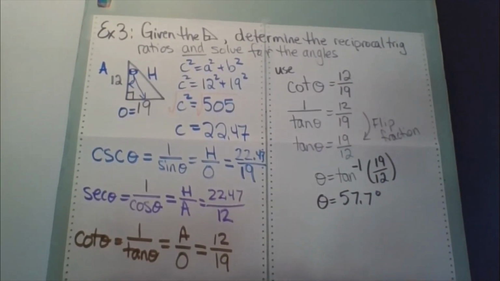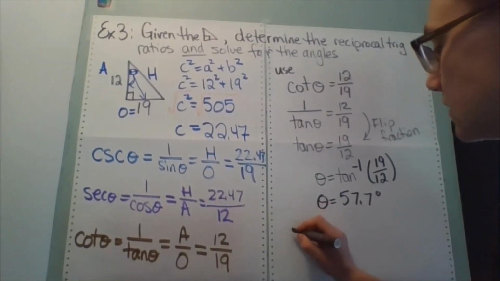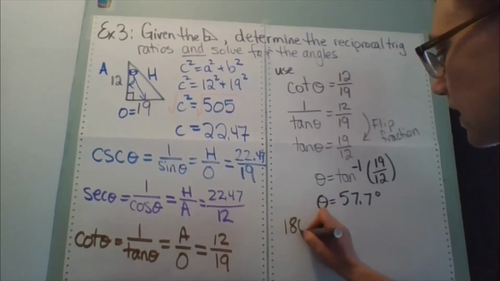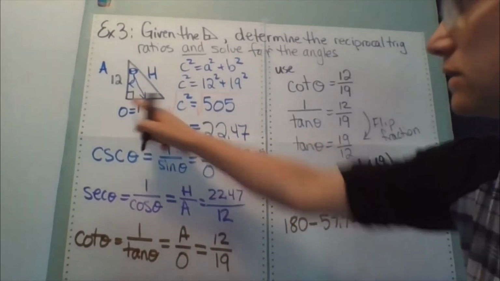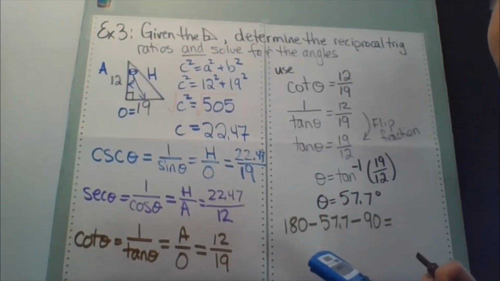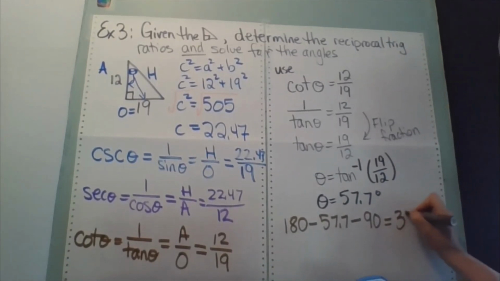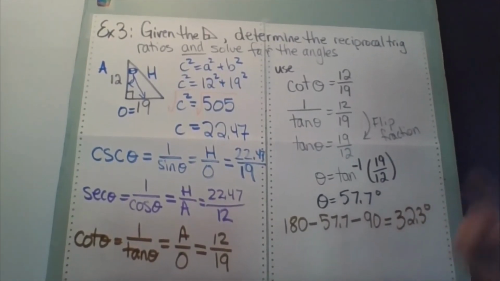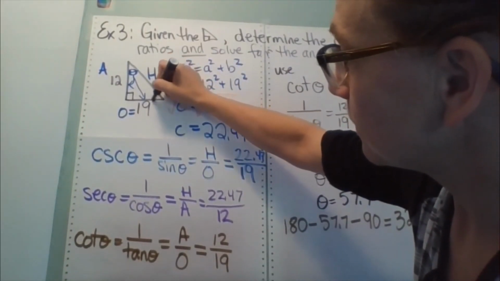Now the question wants all the angles. Well, we're smart people. We know that the angles all add up to, what, 180? So that means 180 minus 57.7 minus our 90 equals the missing angle, 32.3 degrees. I didn't give that a name. Let's call that theta.